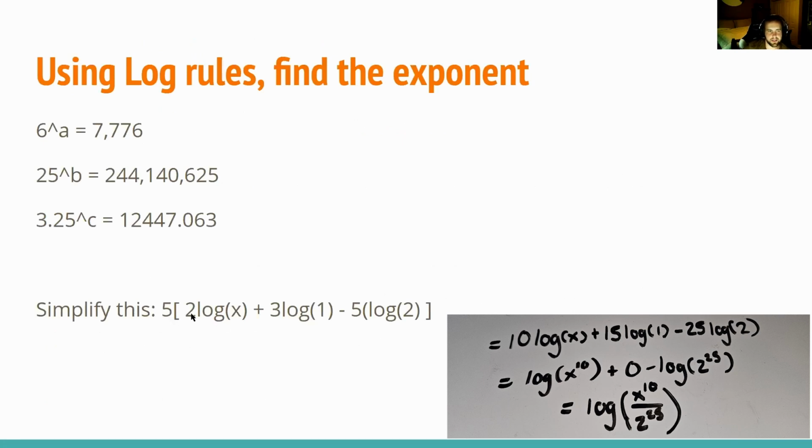And then since we do the opposite of what the power rule said, which was bring the exponent down, we can just bring that first number up. So if we multiply 5 by 2, we get 10. And we bring that exponent up to the x here, so x to the power of 10. Same for here. 5 times 5 is 25. We bring that up to the power, 2 to the power of 25 here.